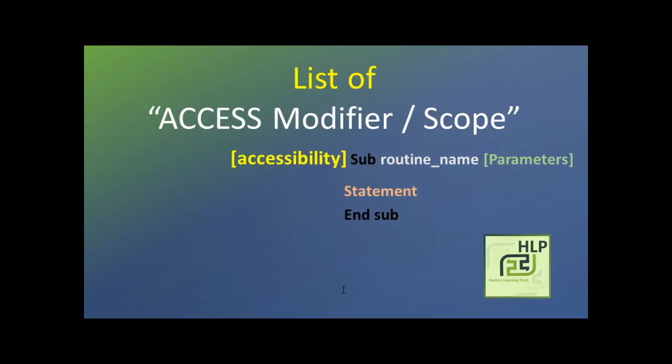Now the list of these accessibility levels is here. Number one, Public. Number two, it may be Protected, it could be Friend, Private or Protected Friend. Now we will see the detailed study of these 5 access modifiers in our lecture.